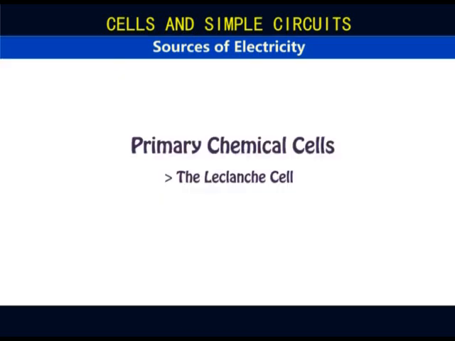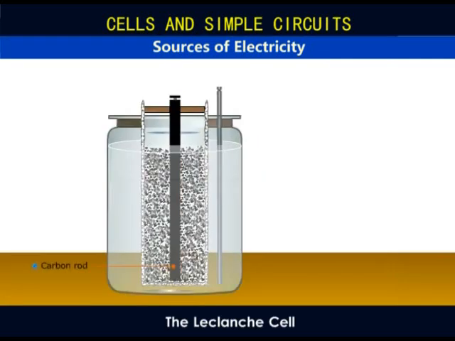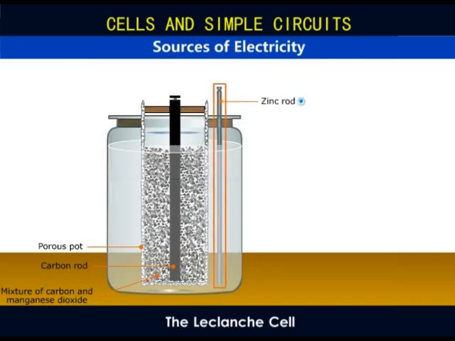Next is the Leclanché cell. In this cell, a carbon rod is placed in a porous pot containing a mixture of manganese IV oxide, or manganese dioxide, and powdered carbon. The porous pot and the amalgamated zinc rod are placed in a glass jar containing saturated ammonium chloride solution. Ammonium chloride solution is the electrolyte, while carbon and zinc rods are the electrodes.